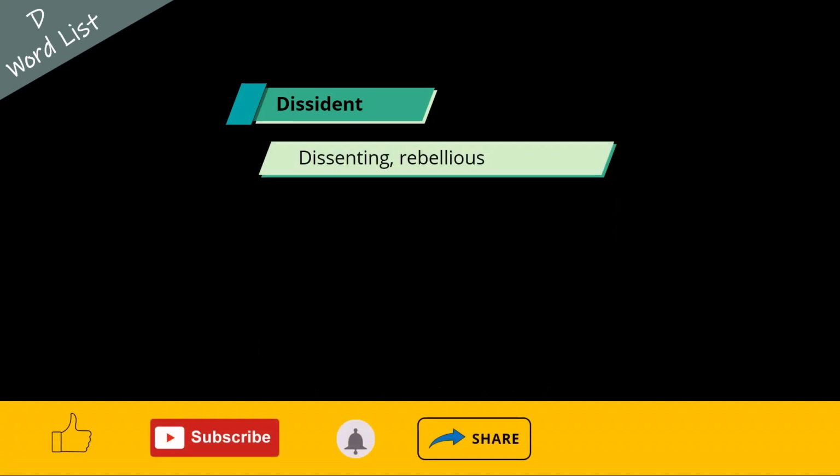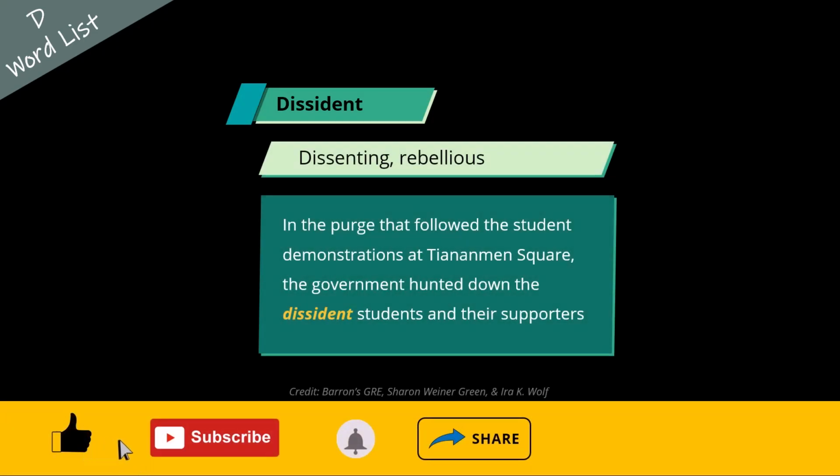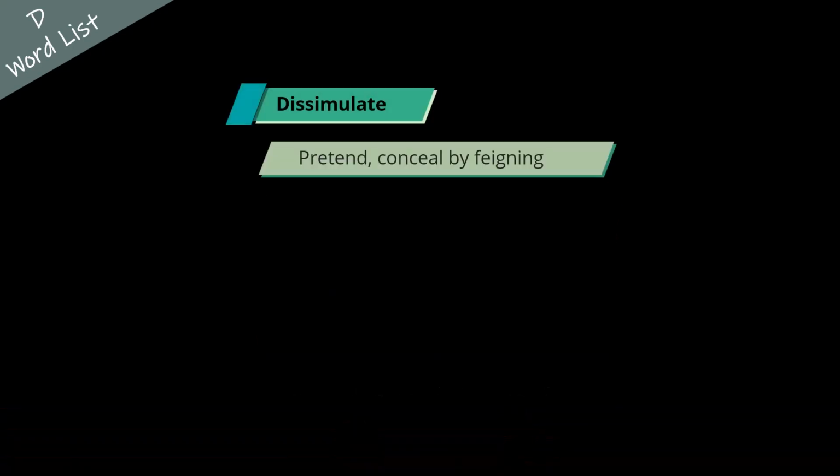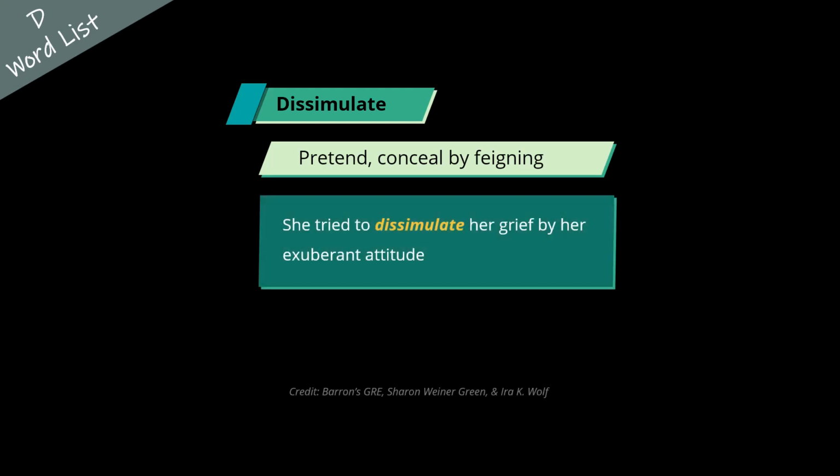Dissident means dissenting, rebellious. For example, in the purge that followed the student demonstrations at Tiananmen Square, the government hunted down the dissident students and their supporters. Dissimulate means pretend, conceal by feigning. For example, she tried to dissimulate her grief by her exuberant attitude.